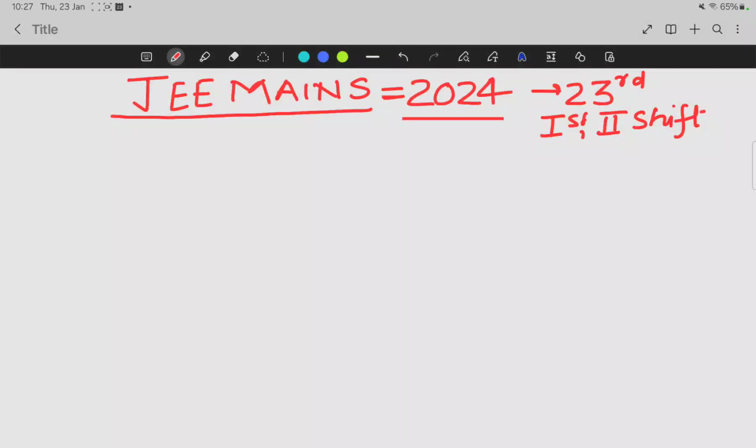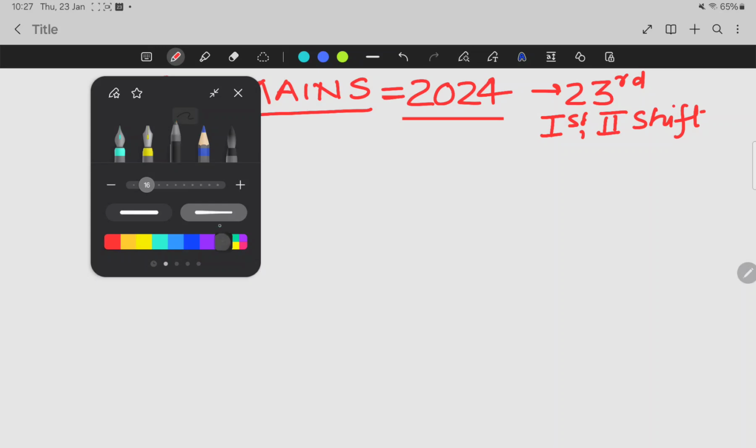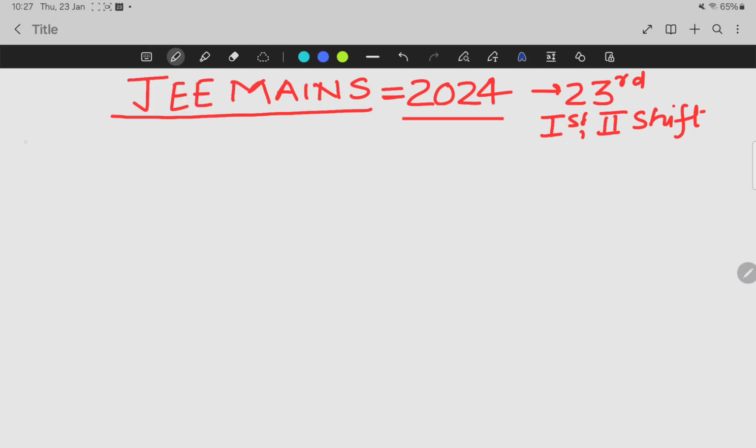So today I'm going to discuss the JEE 2024 exam held on 23rd of January, first shift. Let's quickly discuss the questions that came, and they look like repeats of what we saw on the first day.